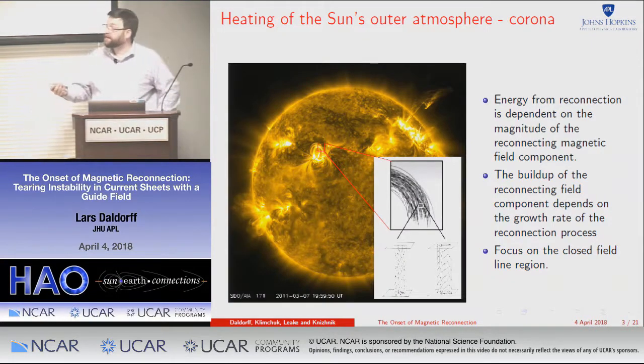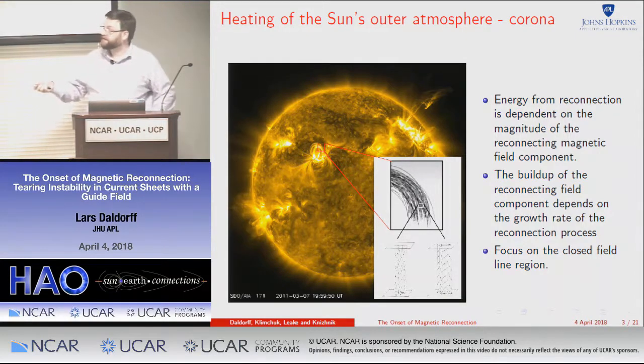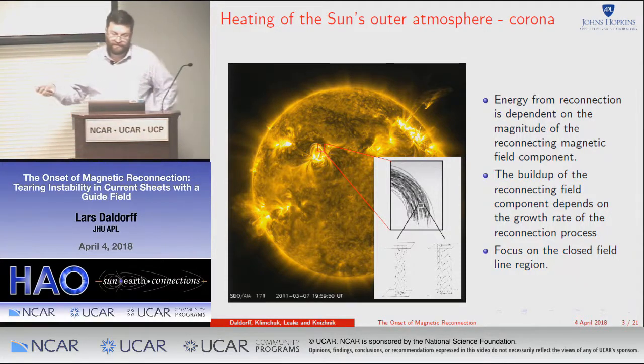So basically, this is the setup we are interested in. We're looking at the loop. And for a loop, the energy from a reconnection is dependent on the magnitude of the reconnected magnetic field components. So to get more energy, we need more magnetic field that can reconnect. And the buildup of the field component depends on how fast it will reconnect. So if we get it to shear up more, we get more energy out of it. For this work, we concentrated on the loop architecture and their dynamics for the current sheet generated in them, for the closed field line region.